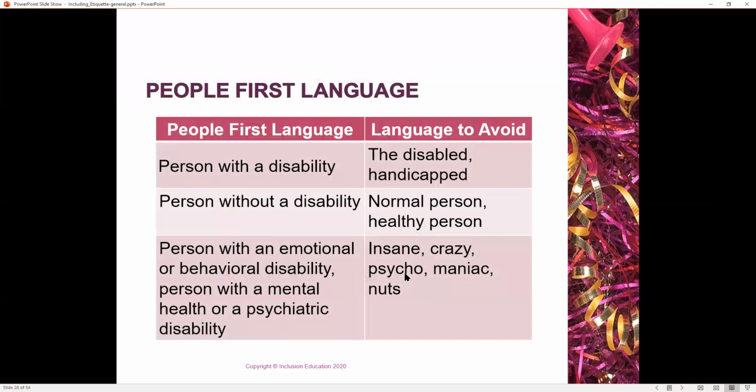So those people who have registered for this course will get this chart as their handout for today. What we want to talk about is people first language versus the negative language. I just mentioned a person with a disability, instead of saying the disabled or the handicapped, which is an old derogatory word. A person without a disability, don't say normal person or healthy person.